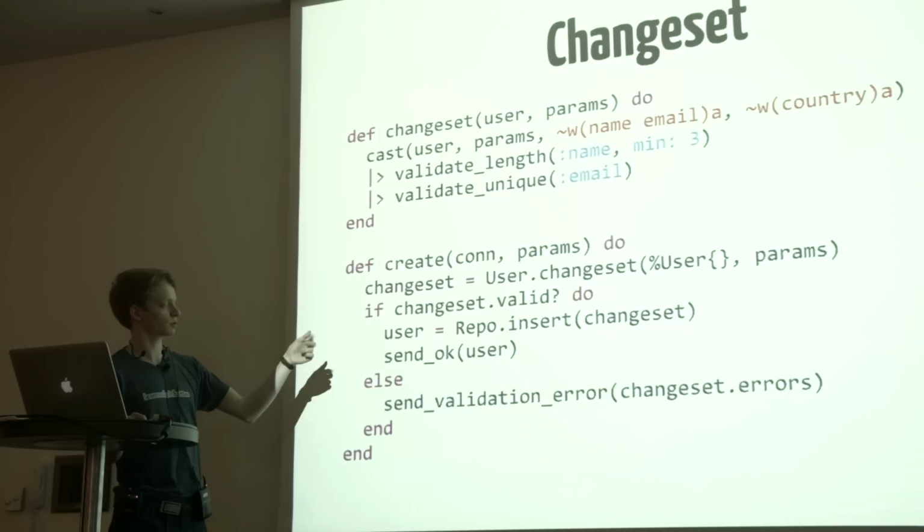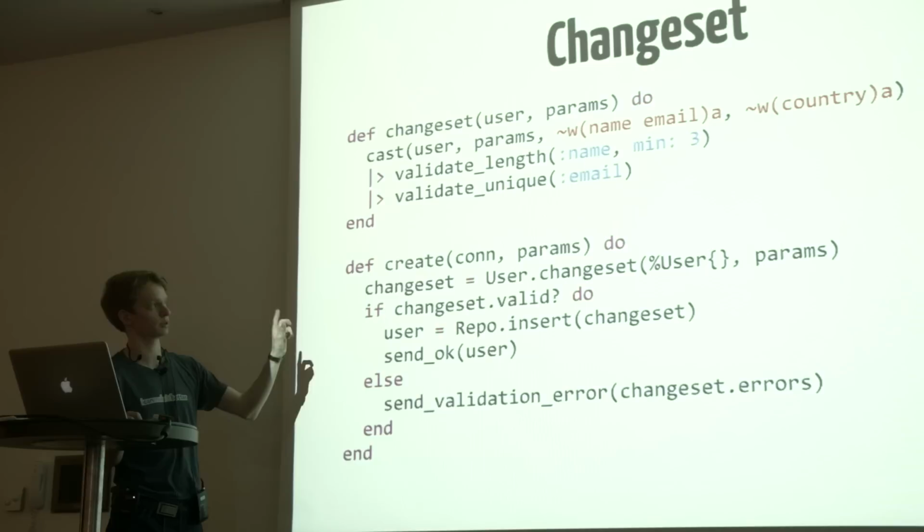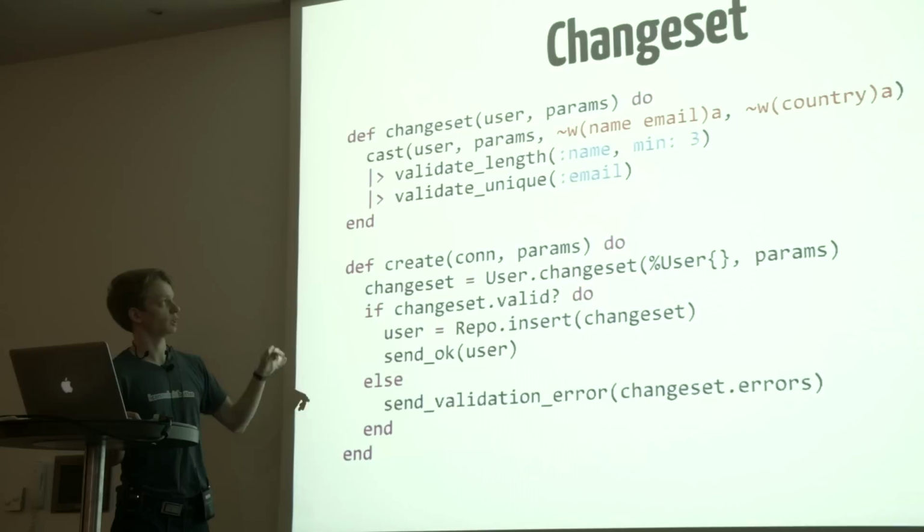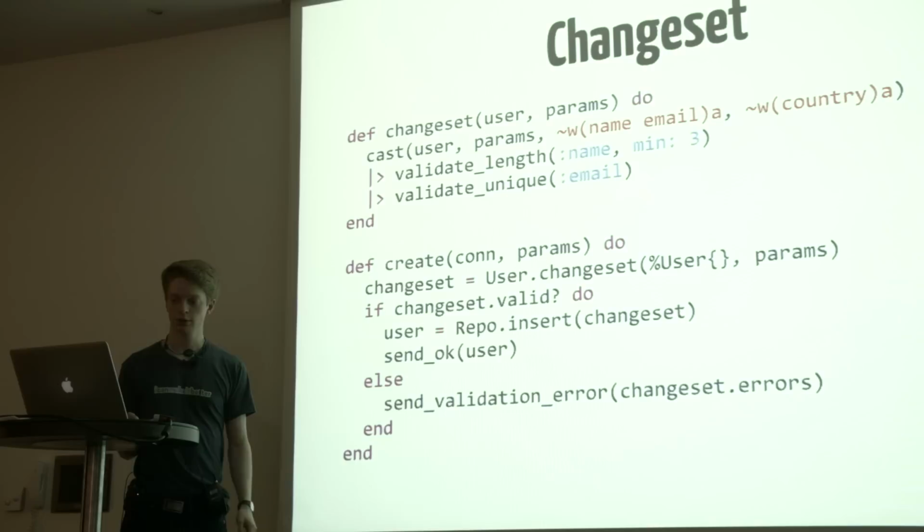Next on, we check if everything was valid. So it would not be valid if there are missing parameters, if any of the casting failed, if any of the validation failed, and so on. And if it is valid, we can insert it, return OK. If not, we can return the change set errors and show what went wrong.